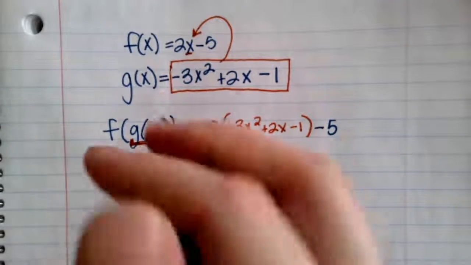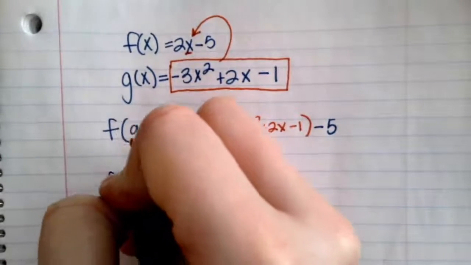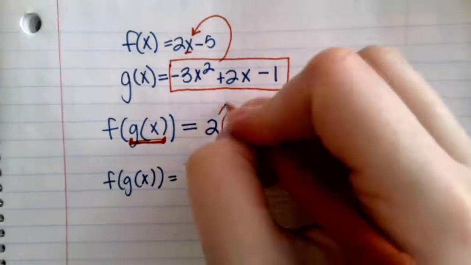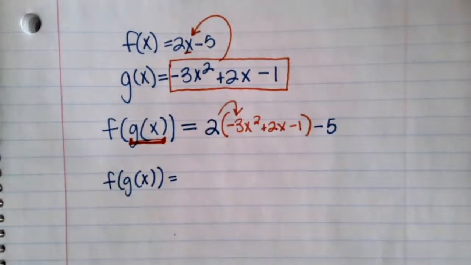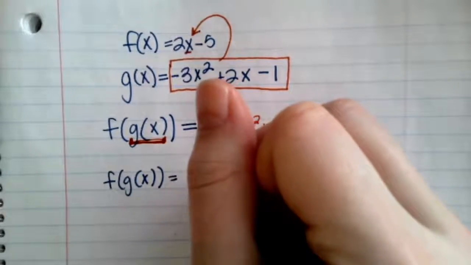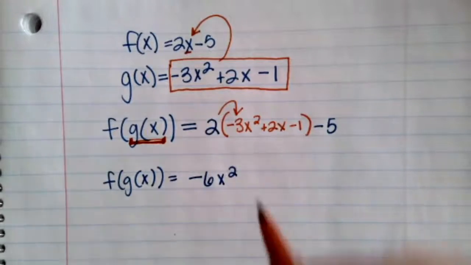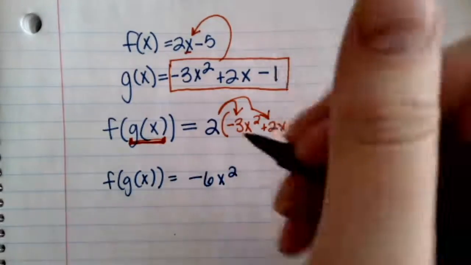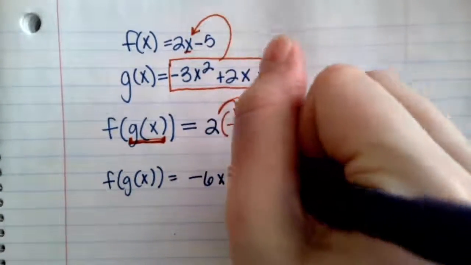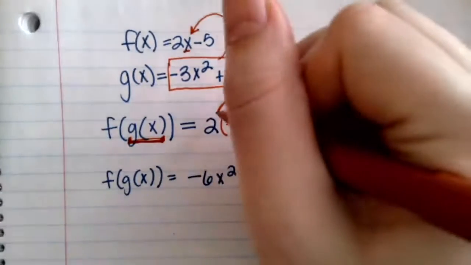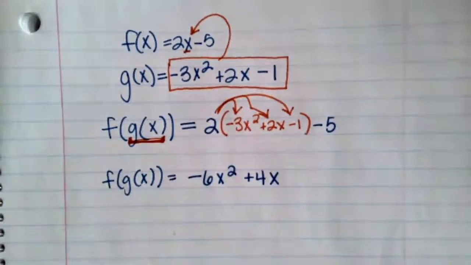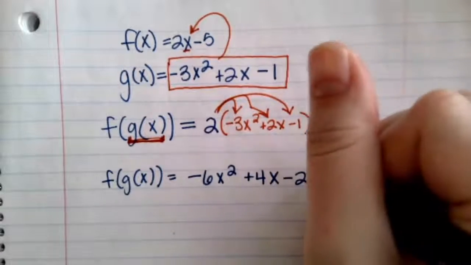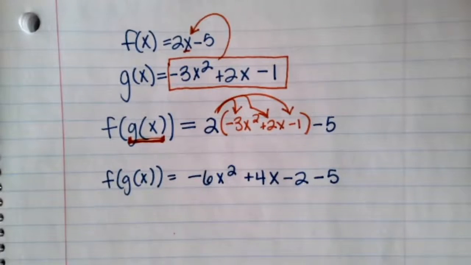So the left-hand side stays the same. It's just what we're trying to find. So f of g of x. But then I'm going to distribute. So 2 times negative 3 gives me negative 6x squared. 2 times 2 gives me positive 4x. And 2 times negative 1 gives me negative 2. And then this minus 5 is outside of parentheses, so I just have that at the end.